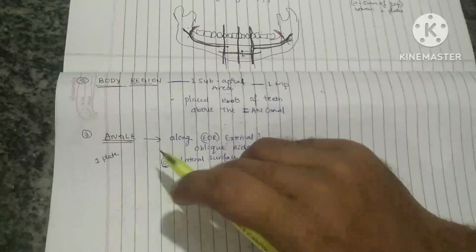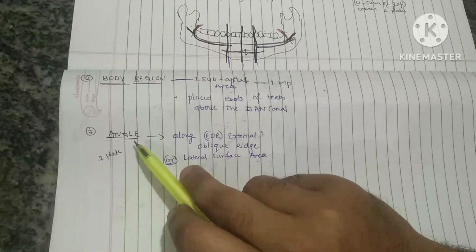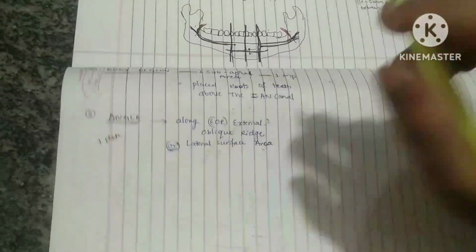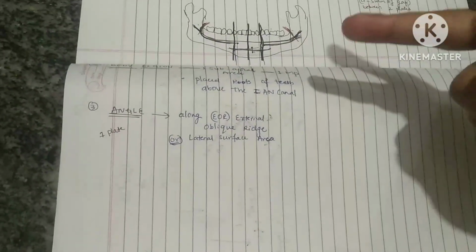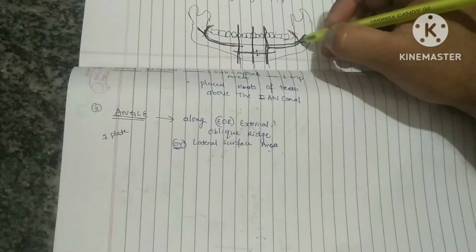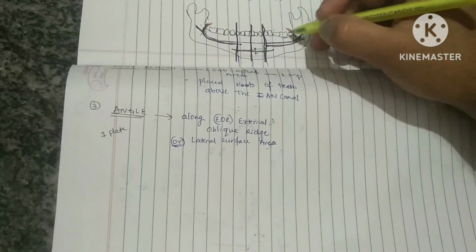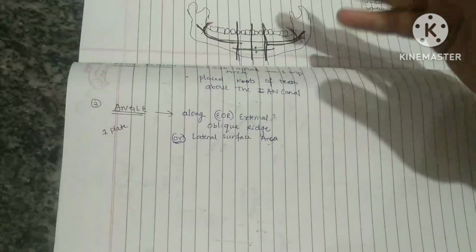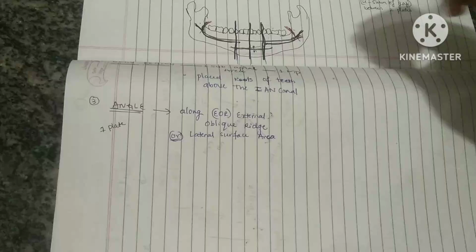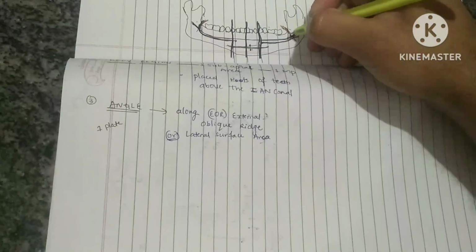Now the third fracture we have is the angle. In this also, the same thing: one mini plate will be fixed here, but we are going to fix it at two possible areas. Either along the external oblique ridge, EOR meaning external oblique ridge. If we extend this, it will end at the last tooth, that is the third molar. Opposite to the ending of the third molar, we have something like a ridge right over here.